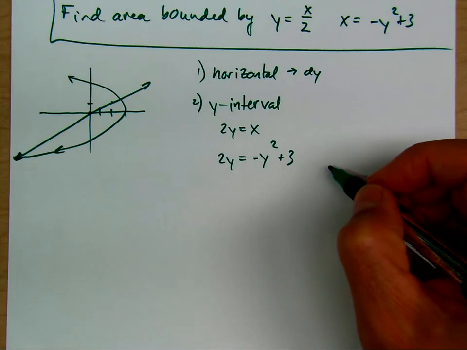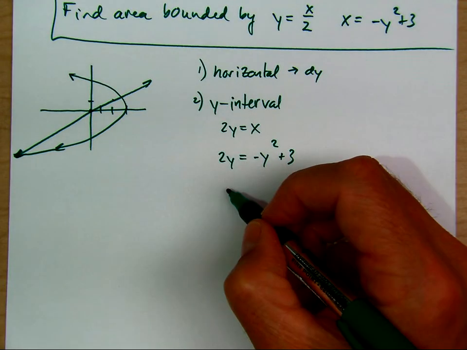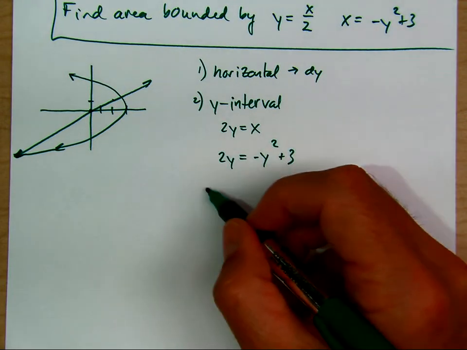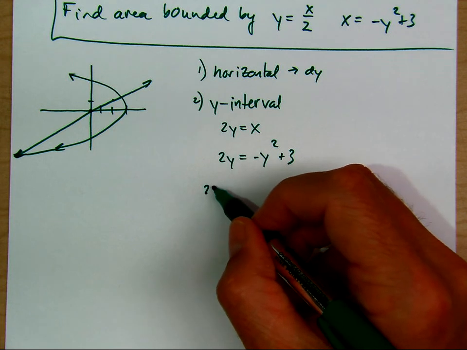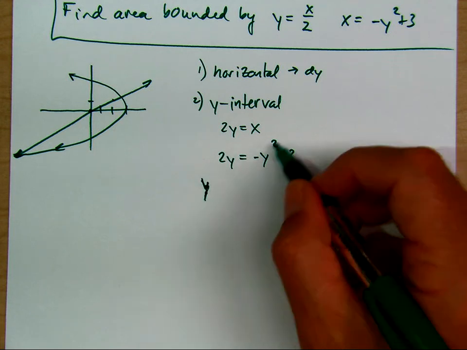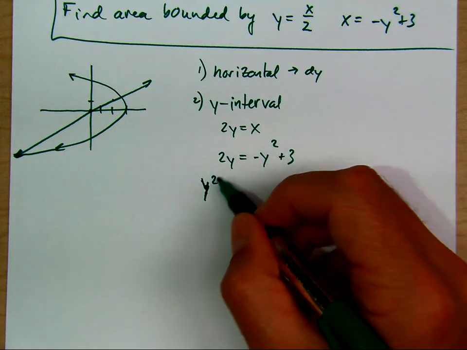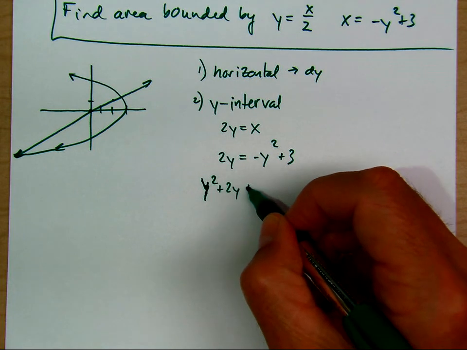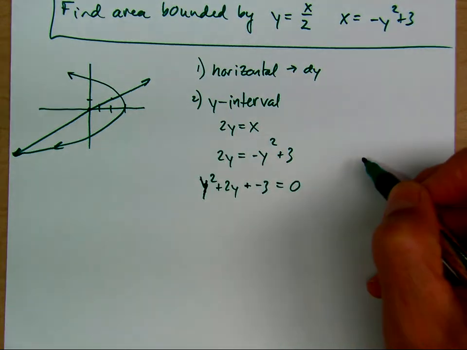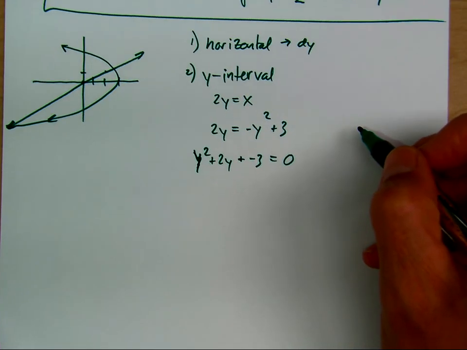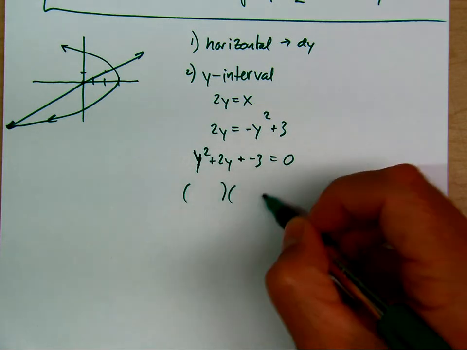And we can move everything over. We'll have y squared plus 2y plus negative 3. We can factor that.